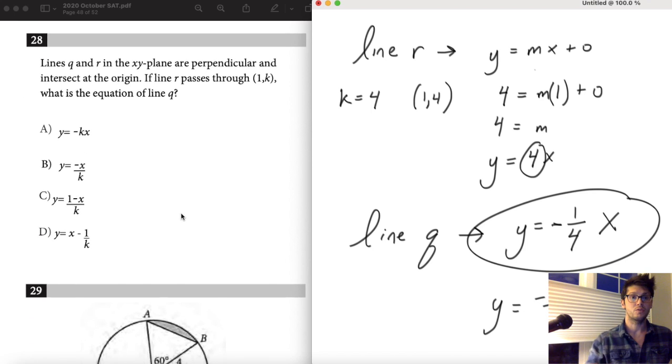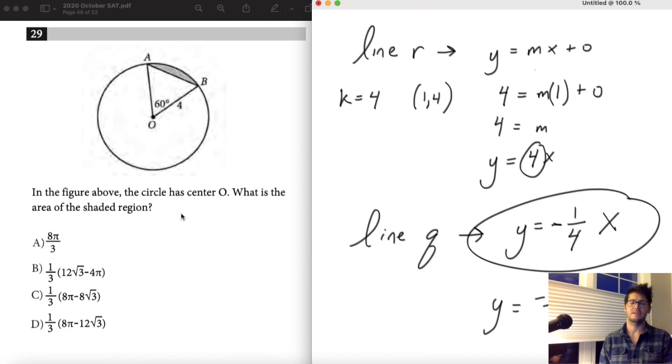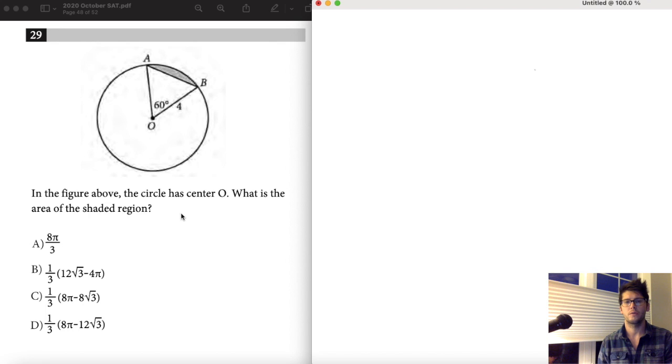Let's keep moving here. Number 29. Okay, kind of a classic. Here's the deal. Circles are proportionate. So 60 degrees out of 360 degrees, it's 1/6 of the circle, right? So we have 1/6 of the area of the circle. We also have 1/6 of the circumference and all that stuff.